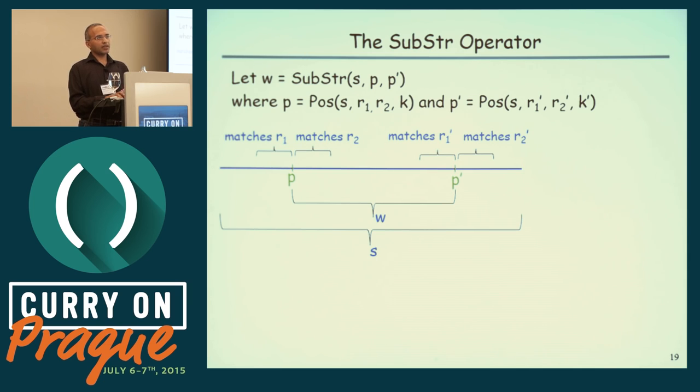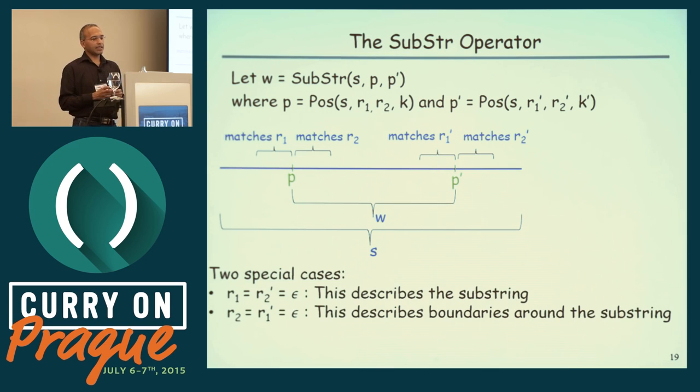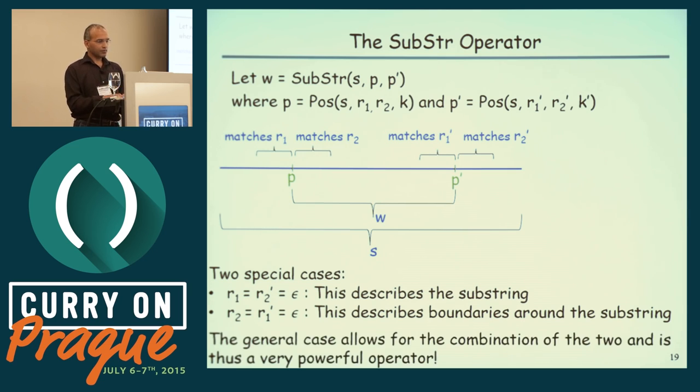So this kind of substring language has some very interesting properties. There are two very special cases. If the regexes on the corners are epsilon, that is, they don't constrain anything about this context, then you're really describing the properties of the substring that you want to extract. On the other hand, if R2 and R1 prime are epsilon, then you're really describing the boundaries between which you want to extract the substring. And in general, we can have all of these four regexes being used, and you have a very powerful substring extraction operator.